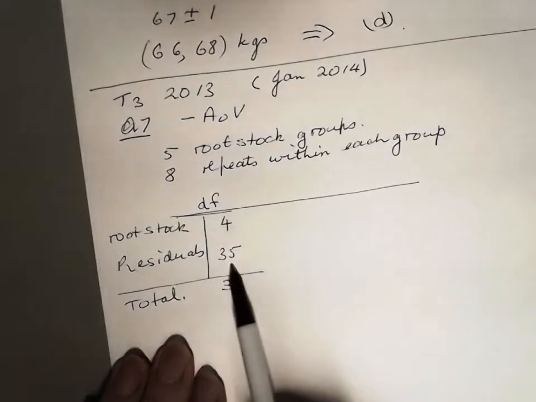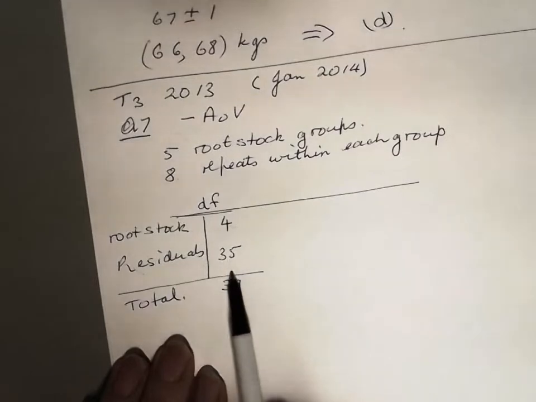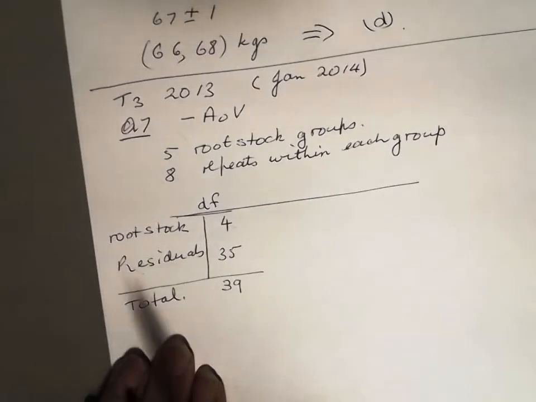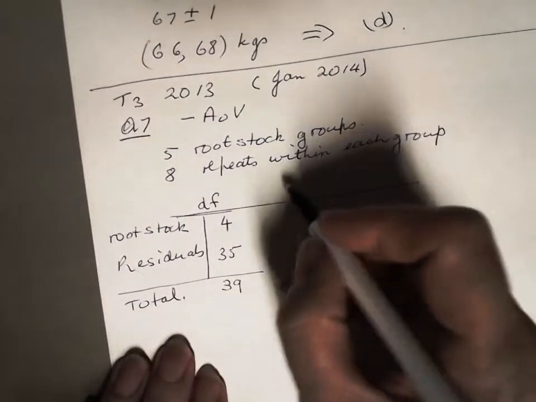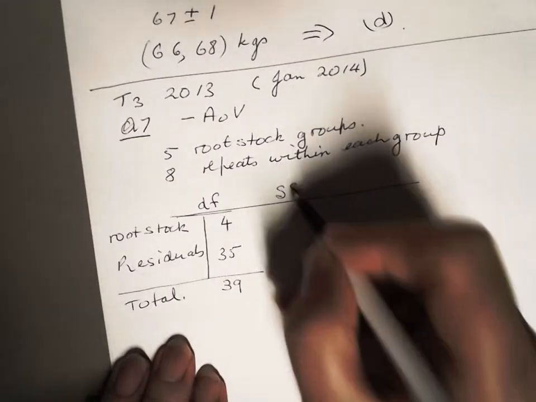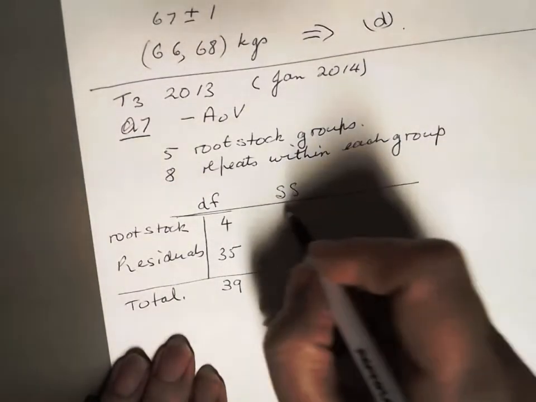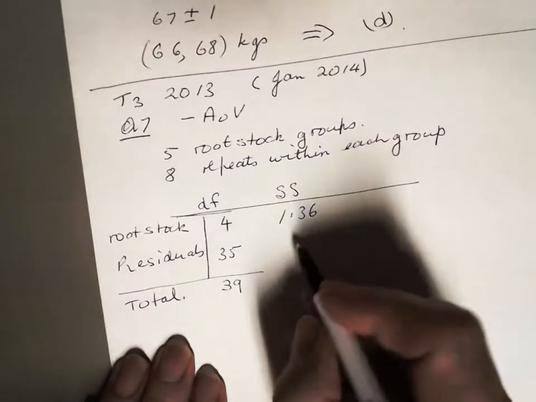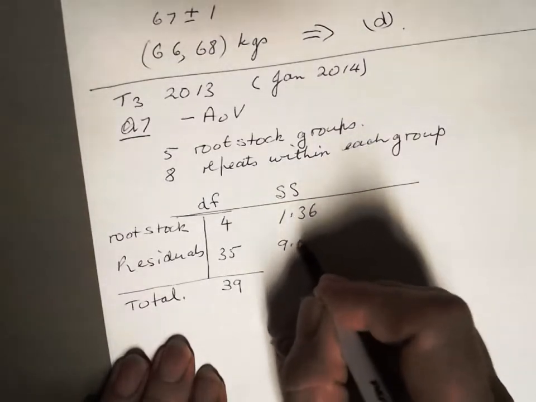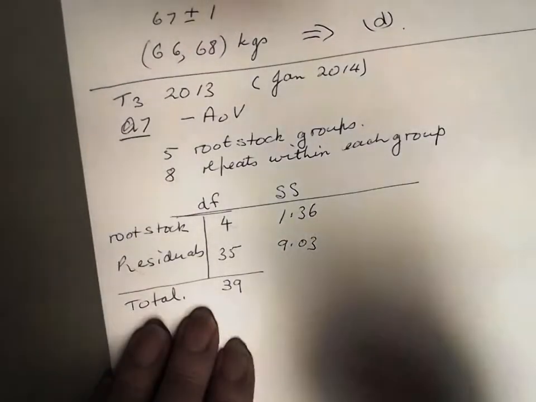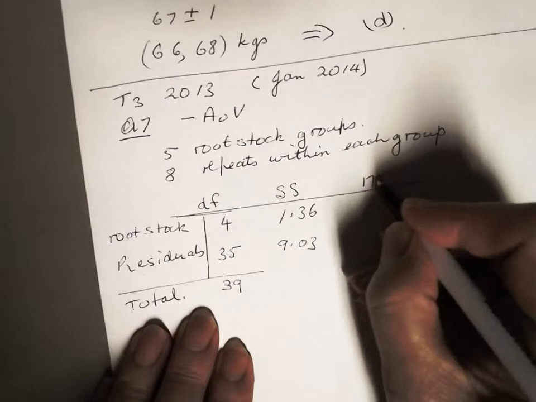The other way of finding the degrees of freedom for the residuals group is to say, well, our total number is 40, and we have 5 groups, so 40 minus 5 is 35. The other bit of information that was given was the sum of squares, and we're told that that was 1.36 for our rootstock and 9.03 for our residuals. We don't need the total. Now we have to find F.